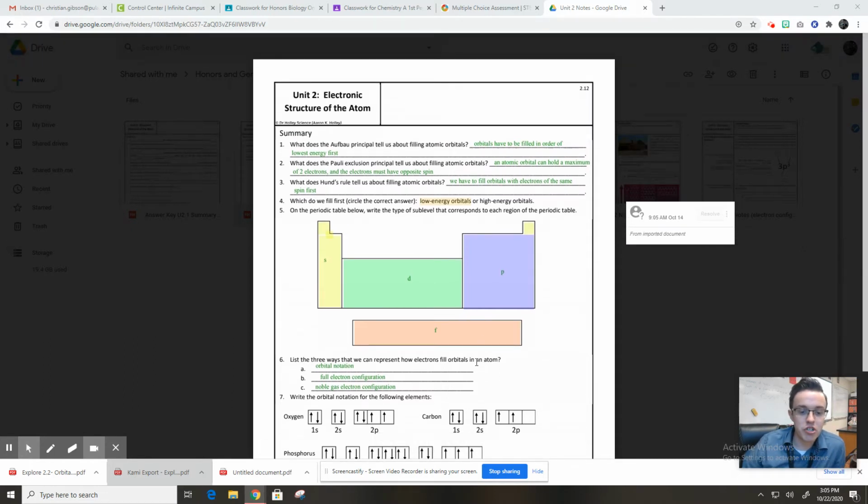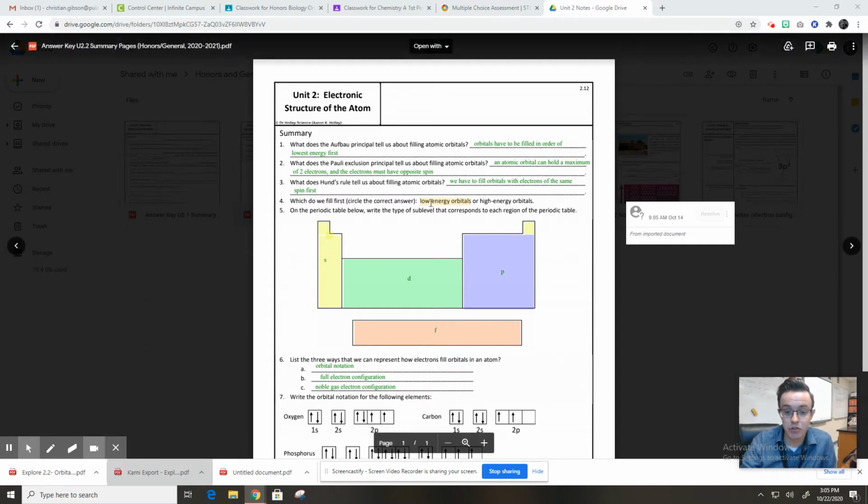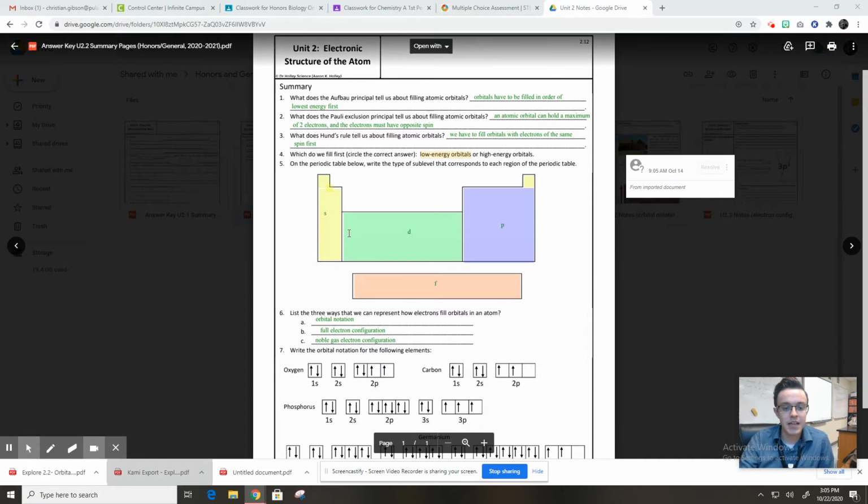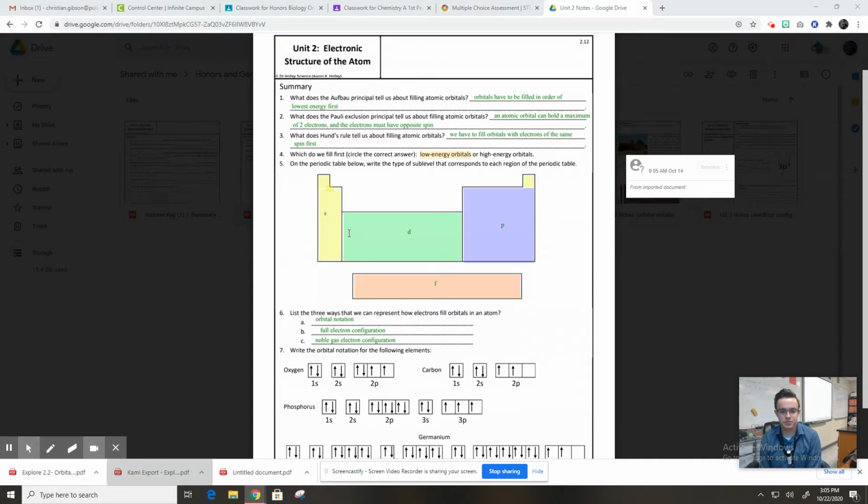So number 4, which do we fill first? Low energy orbitals or high energy? Well, we're going to fill those low energy ones first. We've got to fill from low to high. Okay. Then we have a periodic table below.